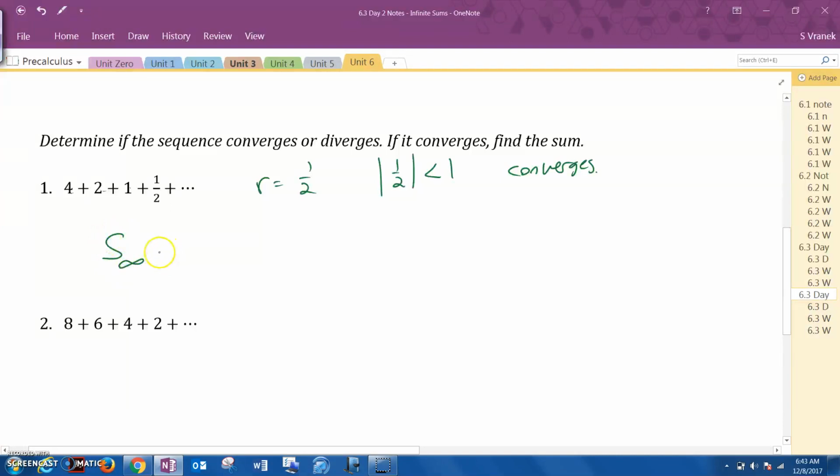The infinite sum is the first term divided by 1 minus the common ratio. So it's 4 over 1 minus 1/2, which is 1/2, which is equal to 8. So what that's saying is if you keep adding fractions up, 2, 1, 1/2, 1/4, 1/8, 1/16, and so on and so forth, starting at 4, you will get closer and closer until you're eventually at 8.